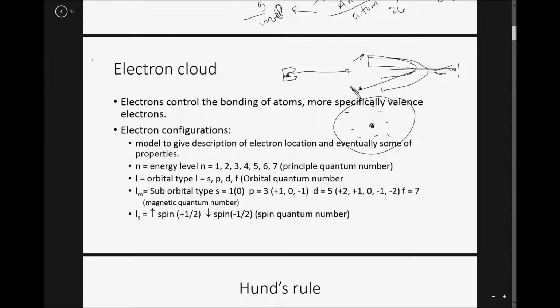When bonding occurs, of course, we're looking at these outer electrons, which are valence electrons. The number of valence electrons is pretty important to know. It usually matches up with the family of the periodic table.